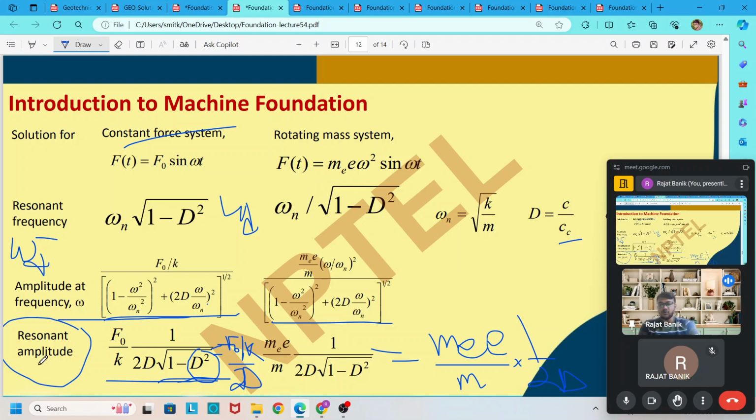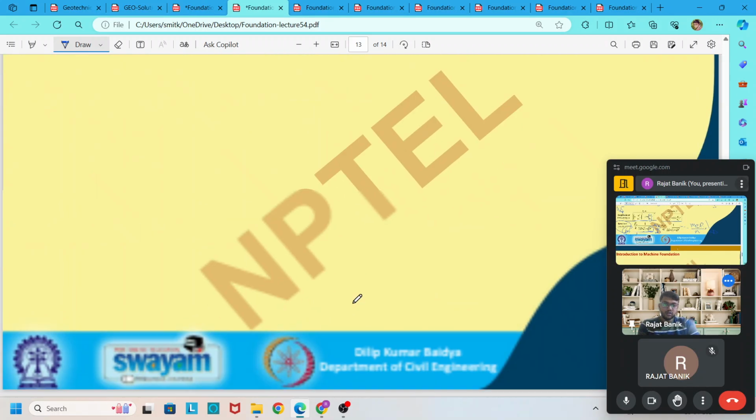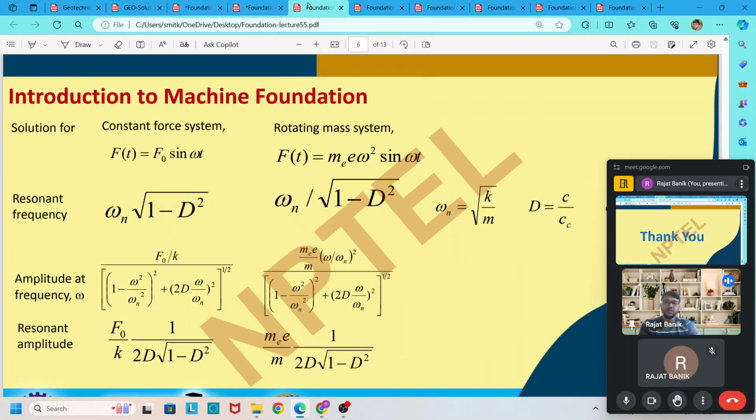And why is that? It is because this is obtained at the resonant frequency, that means when the frequency ratio omega by omega n is equal to 1. Now we start today's topic.